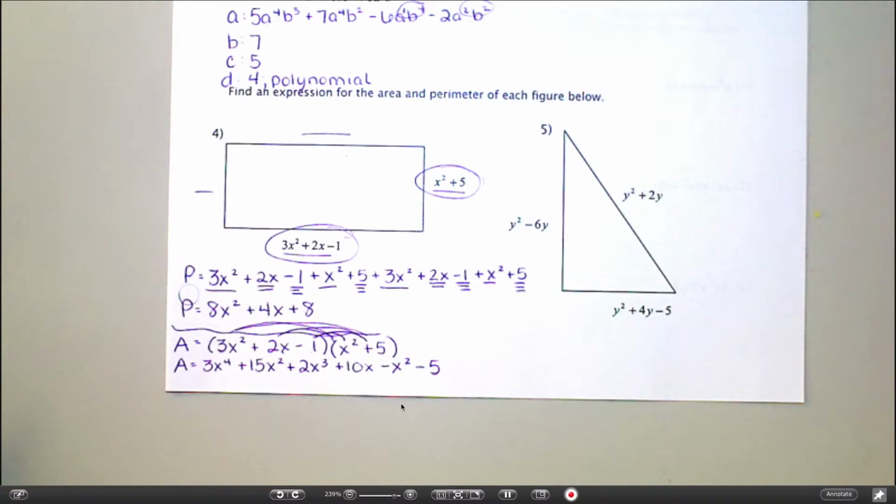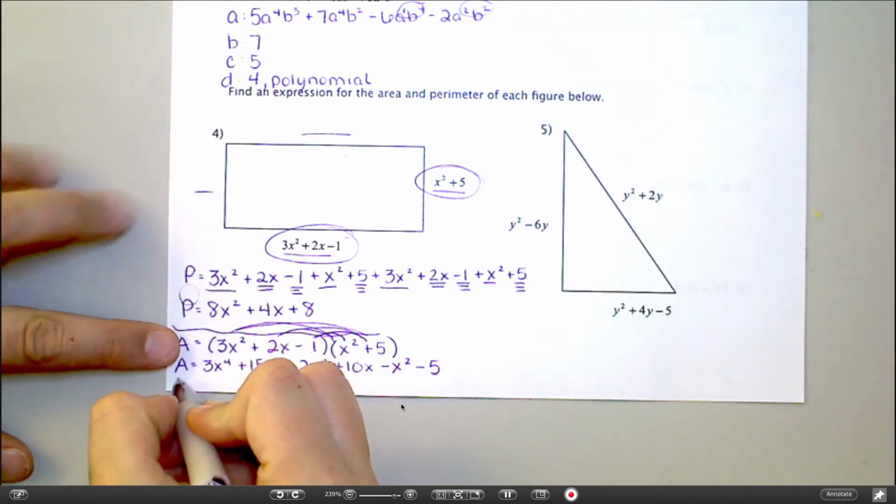Everyone okay with how I multiplied that all out? A good way to check at this point would be to say to yourself, all right, I multiplied 3 pieces here by 2 pieces here. So 3 by 2, that should be 6 pieces total. And then I'm going to just combine my like terms.